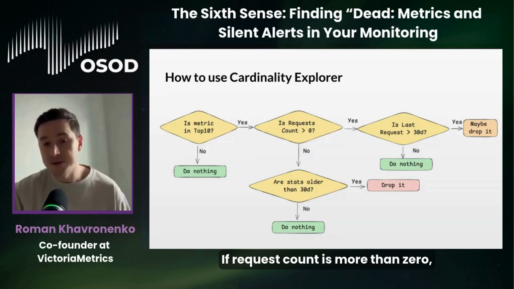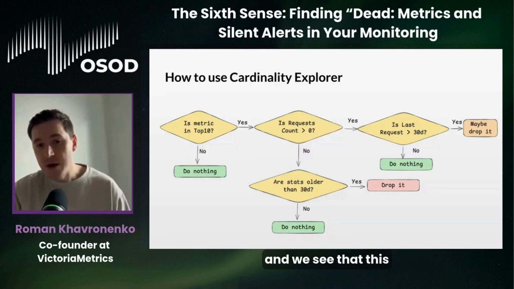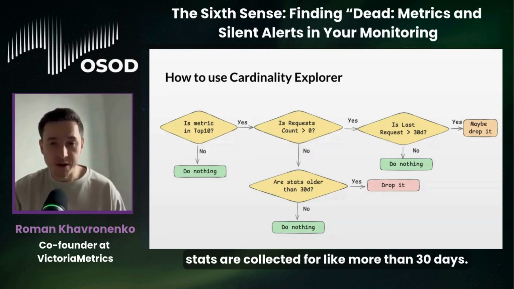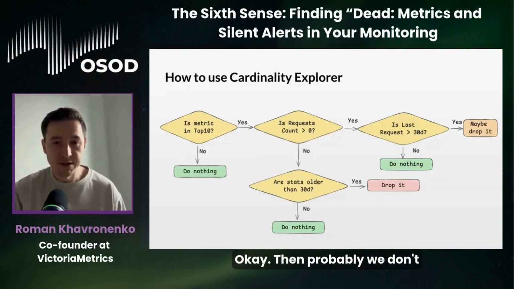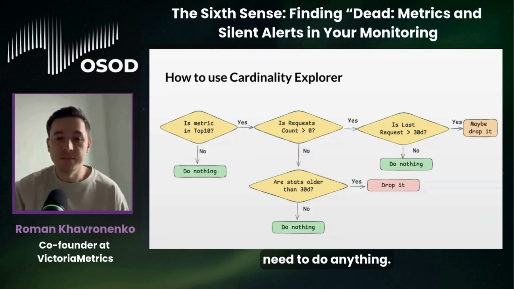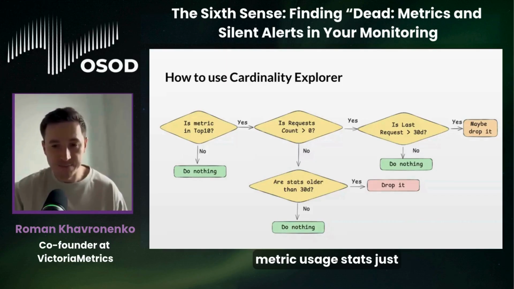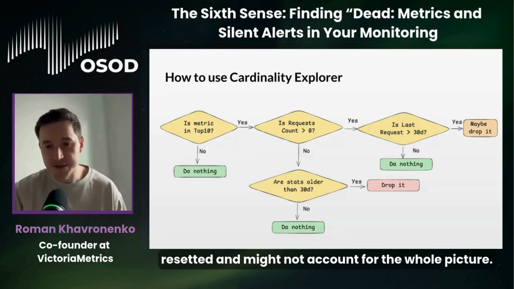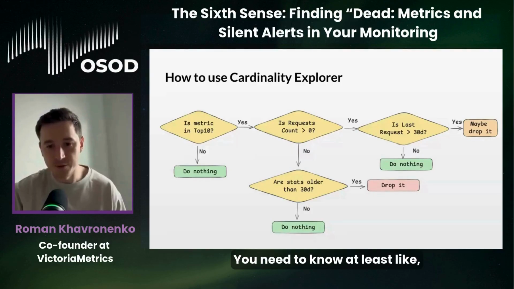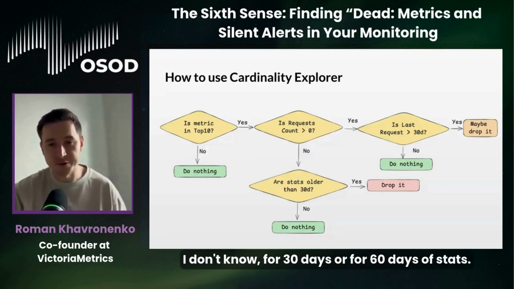If the request count is more than 0, and we see that these stats are collected for more than 30 days, then probably we don't need to do anything. Probably we need to wait for more time, because this metric's usage stats were just freshly reset and might not account for the whole picture. You need to know at least, I don't know, 30 days or 60 days of stats.